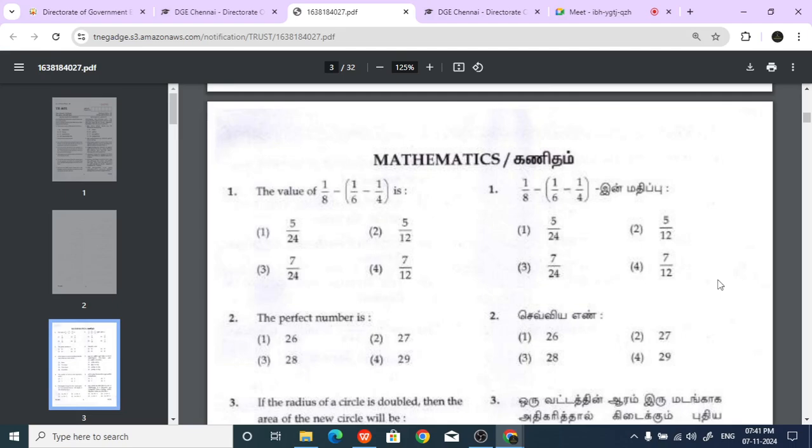So if you add 1 plus 2 plus 13, how much are you getting? 16, sir. So this is not equal to 26. So that is not a perfect number.